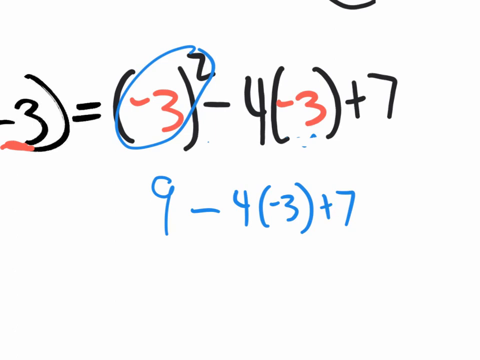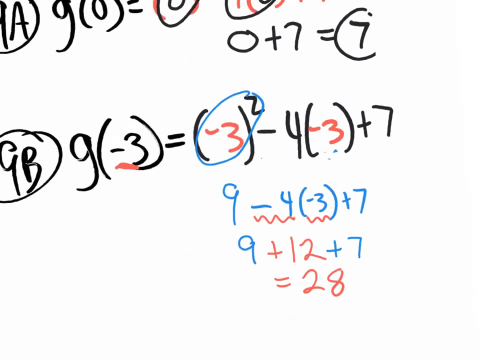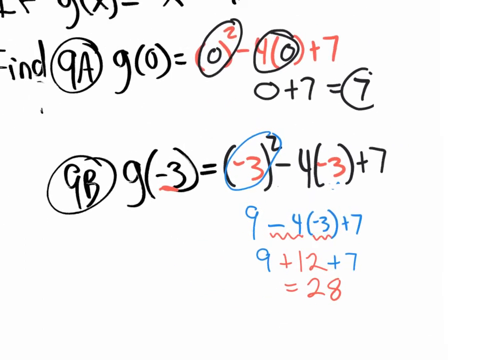Subtract, multiply, or add? Multiply. And I want to call this minus 4 a negative 4. So I want to go negative 4 times negative 3. That gives me a positive 12. And I put a plus in front of it. And let me bring down again everything. And now it's simple addition from left to right. So 9 plus 12 is 21 plus 7 is 28. Correct? Yeah. And that's our answer. So g of negative 3 really is 28.